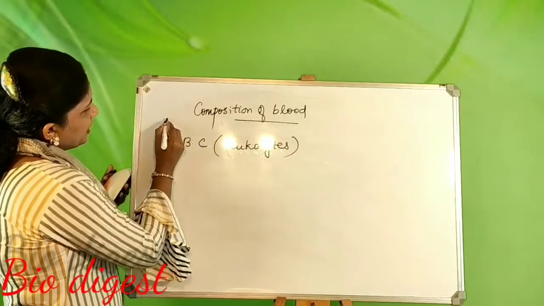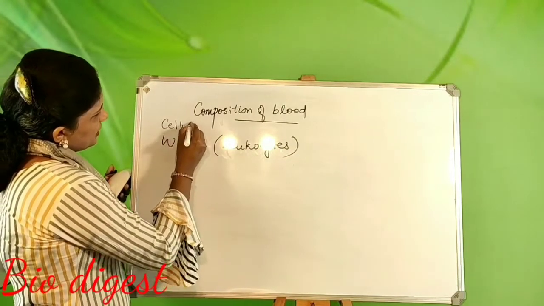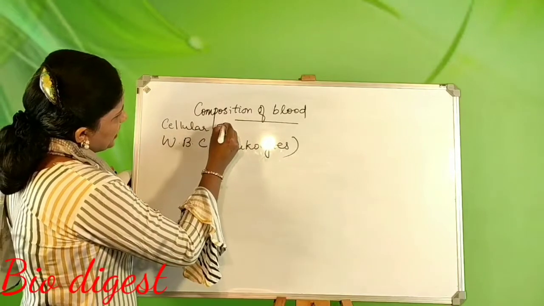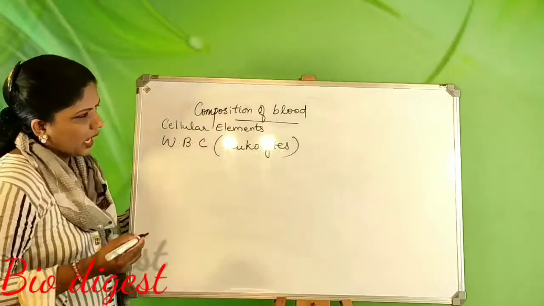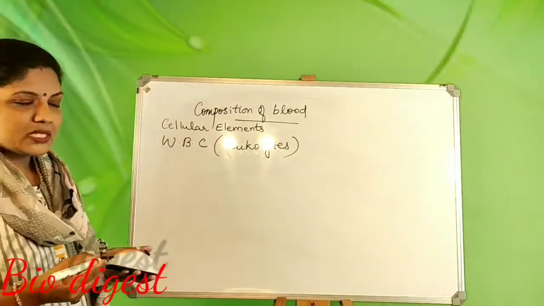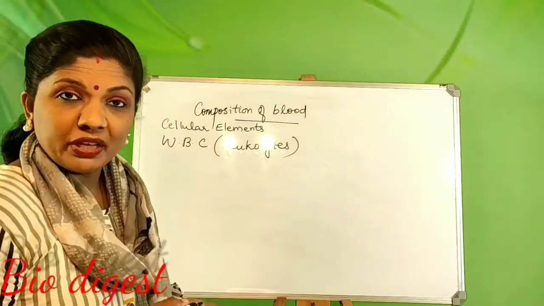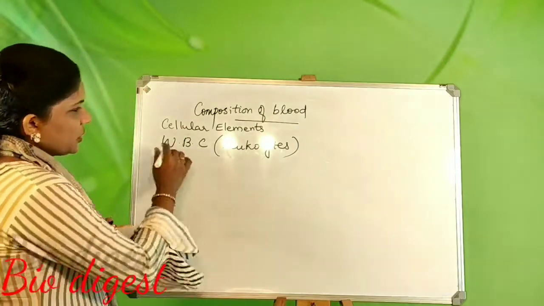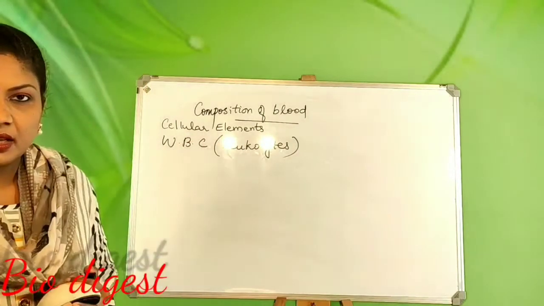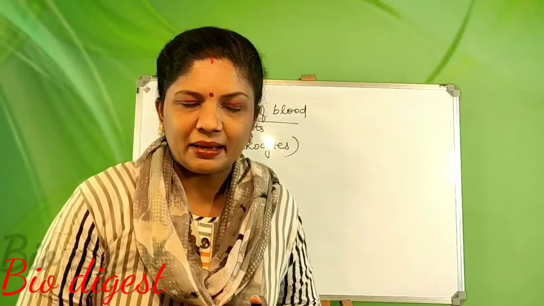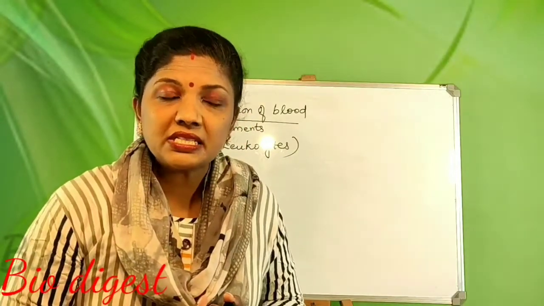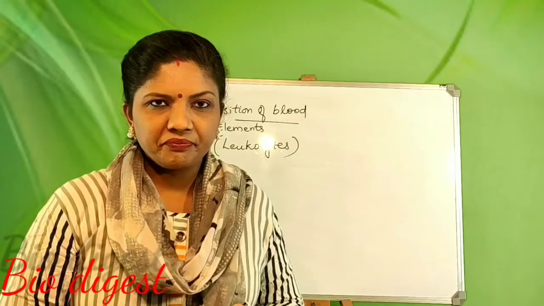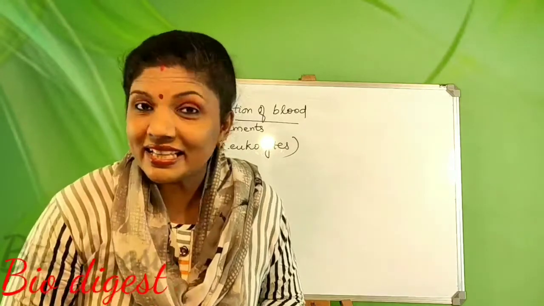So this is coming under cellular elements. I told you RBC was discussed in my previous video. Please do watch it. So WBC. Question can come for the board exam. What are the structural differences between an RBC and a WBC? So how will you write this answer?